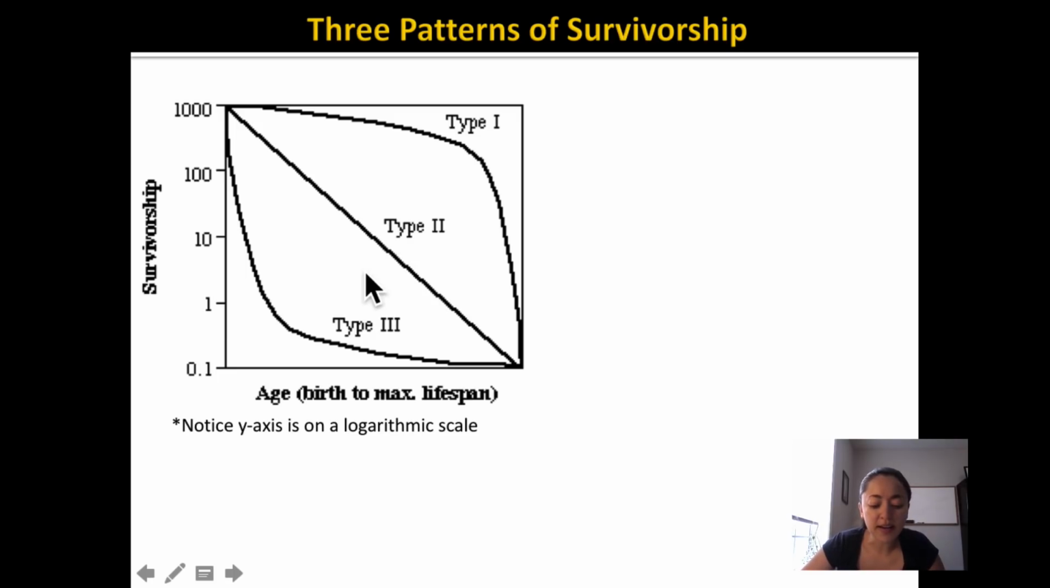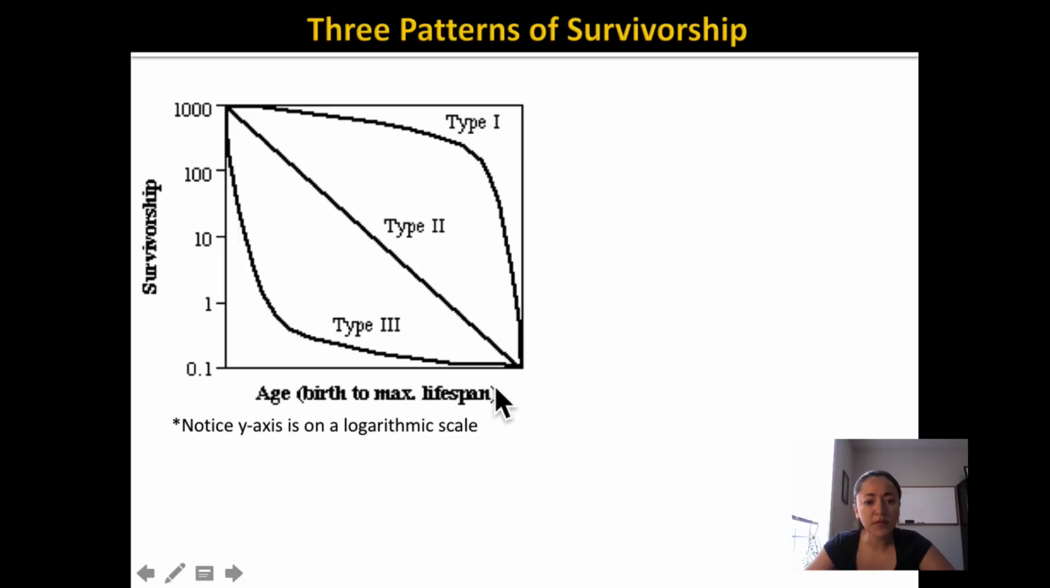Objective 3 says recognize 3 types of survivorship and identify organisms that typify each. So this graph here shows the 3 different types of survivorship curves that we might see in wild populations. What determines the type of survivorship curve a population exhibits depends on the lifestyle of that species. And we will review that a little bit more in a second. So let's first talk about these survivorship curves.